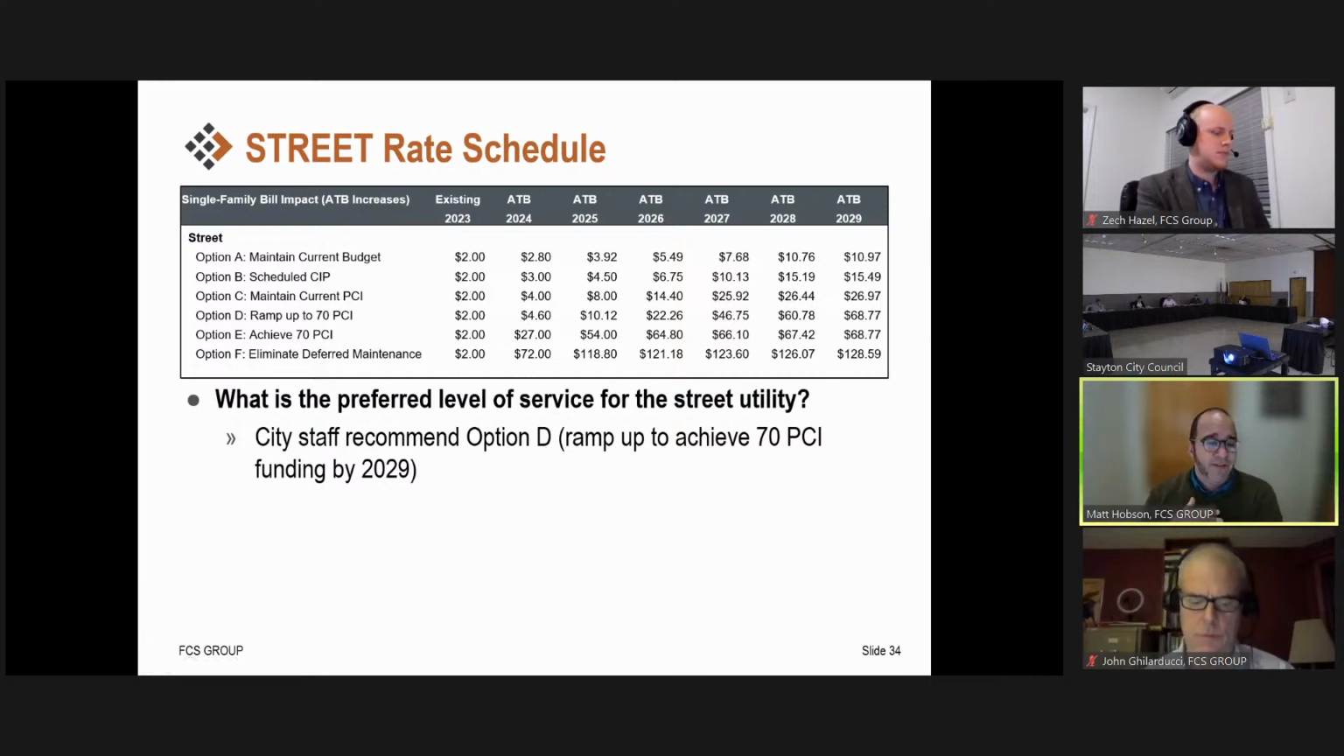Speaking with staff, the recommendation from staff is to fund up to, to achieve that 70 PCI, but do so over a phase-in period of the 6-year forecast. We do want to, at this point, hand the mic over to you all to say what are your thoughts on the level of service that is desired for the city as it relates to streets.